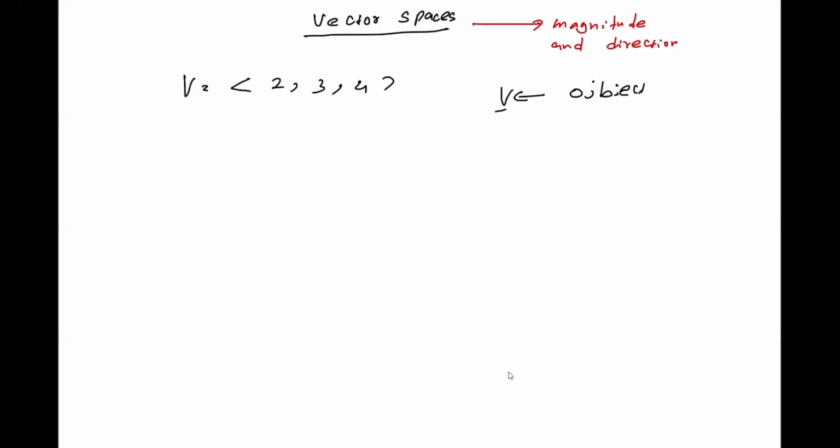So in a vector space, there is something called the closure property. It means if you have a vector space, let's say V is a vector space, and you take two vectors, let's say A and B, or any other letters you choose, inside this vector space, then the addition of these two vectors is also inside this vector space. This we call the closure property.